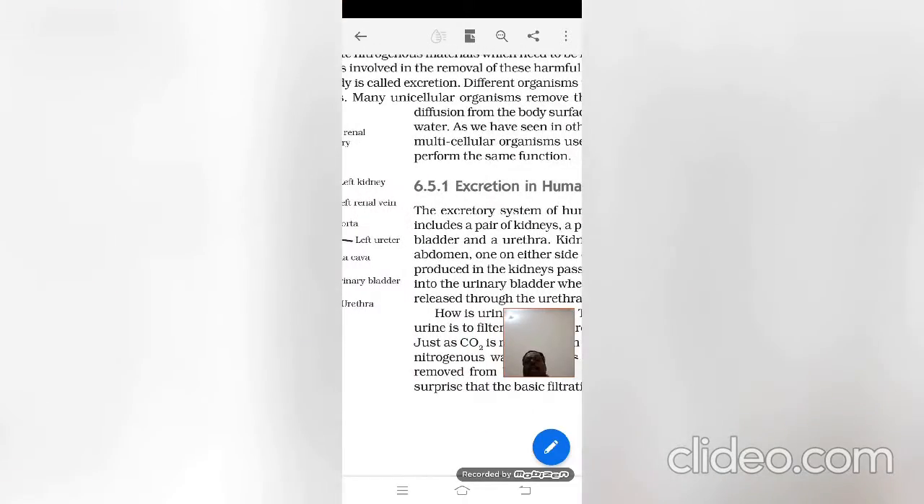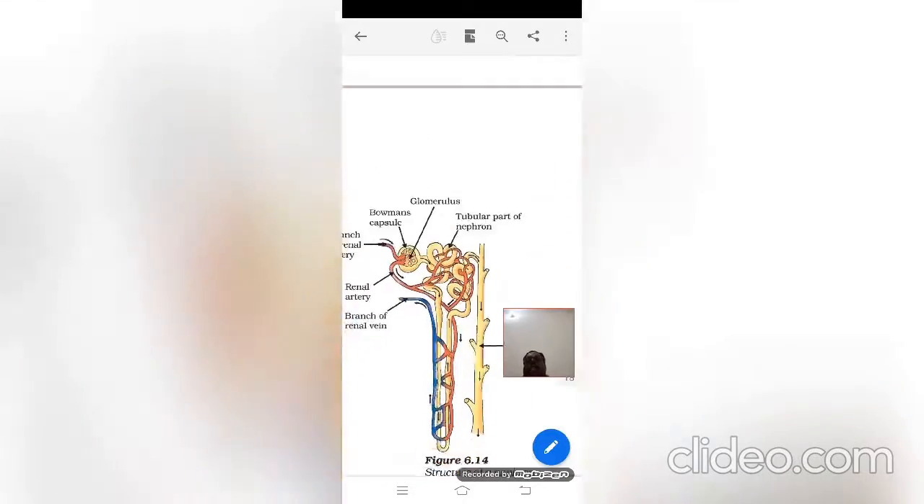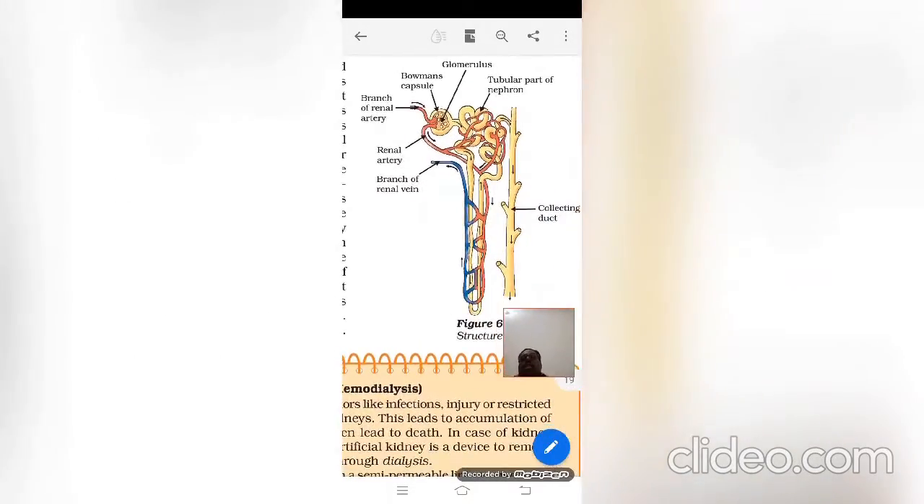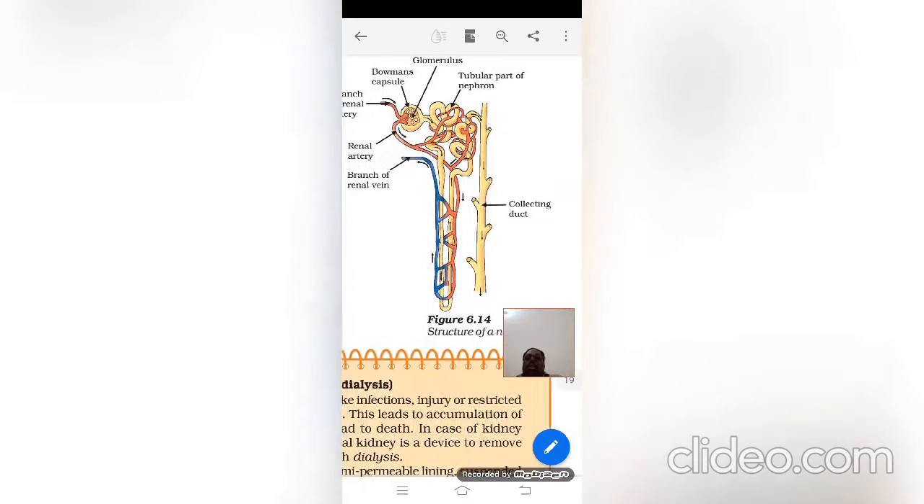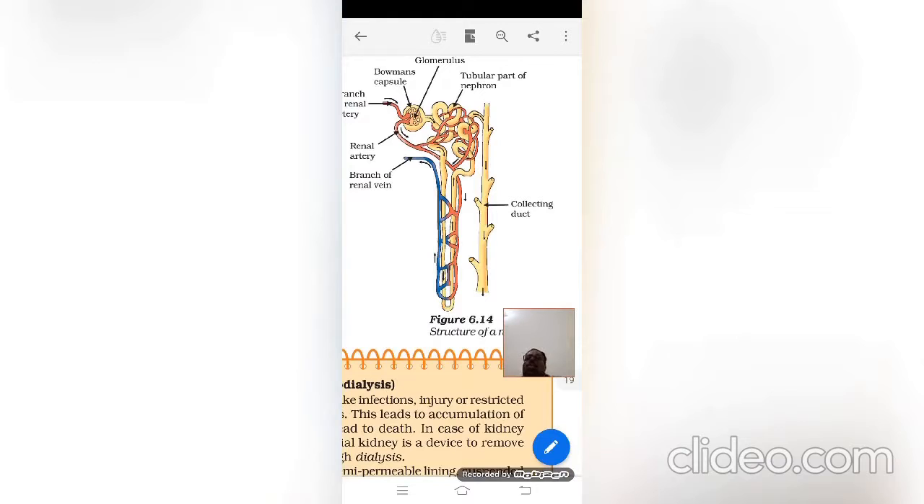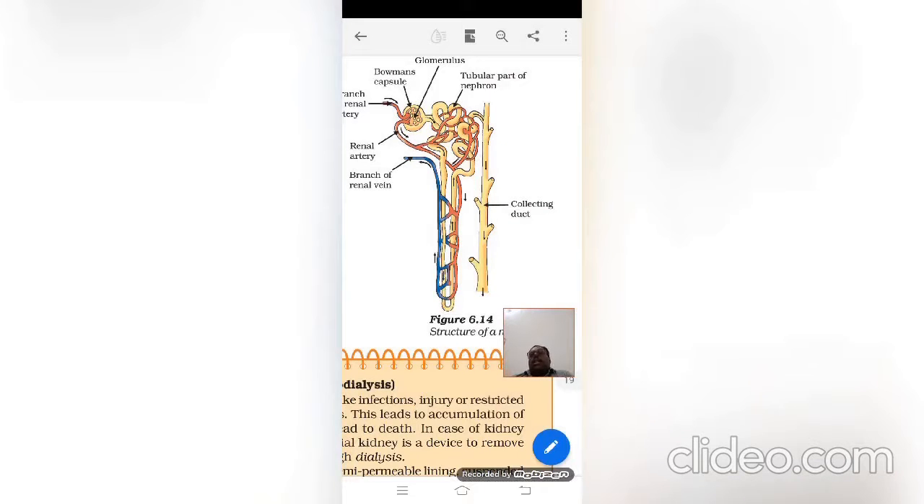When we come to the excretory mechanism, the kidneys have a structure known as nephrons. This is the basic unit of the kidney. In one kidney there will be about 1 million nephrons, and in the other kidney another million. So we are millionaires in the case of nephrons. So it is very important.